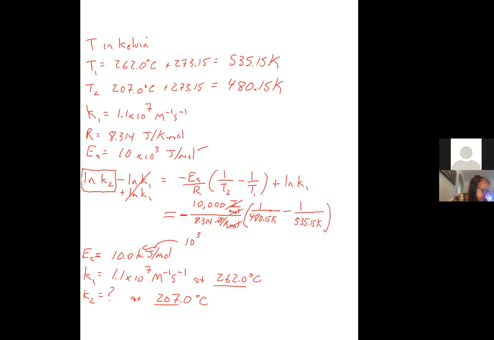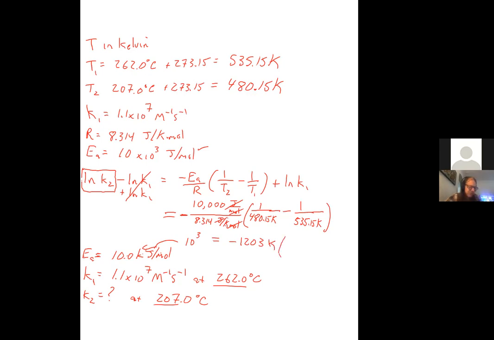So now just go through the arithmetic. So I'm going to do the 10,000 over 8.314. I'll do that separately. 10,000 over 8.314. So it's 1203. So this would be minus 1203. Remember, the units here cancel, so you just had 1 over Kelvin, so that's just Kelvin.